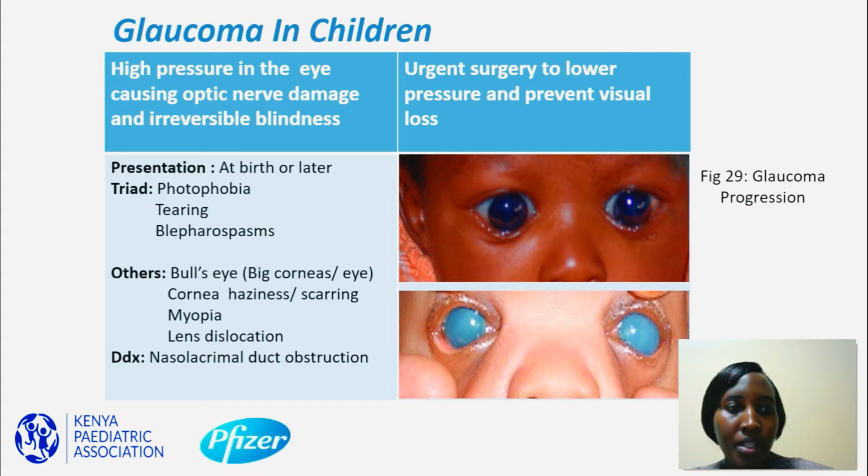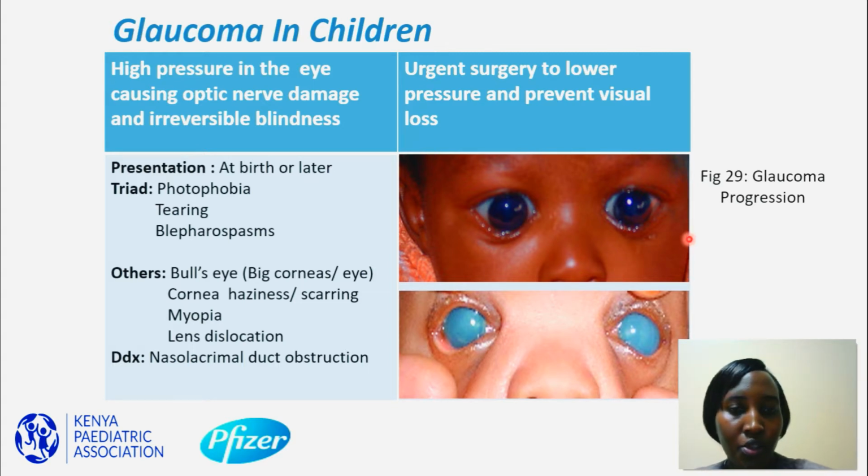Glaucoma in children can present either at birth or later, and usually it has a triad of presentation where the child presents with photophobia, tearing, and a lot of blepharospasms. They are not able to open their eyes, and they keep their eyes tight shut because light really hurts them. Other signs that can be noted are big eyes or big corneas in the early stages, as shown in this picture, the first picture.